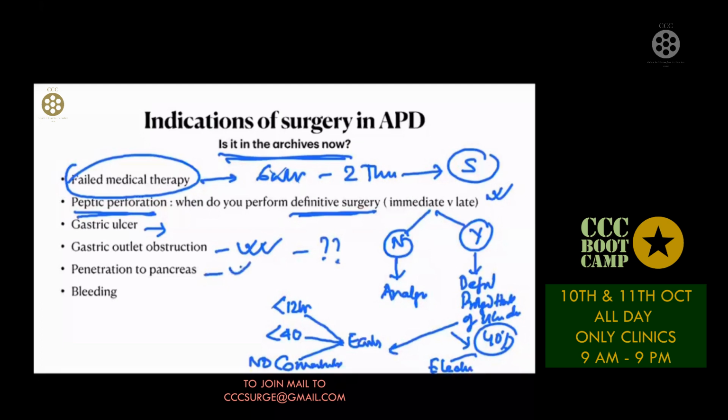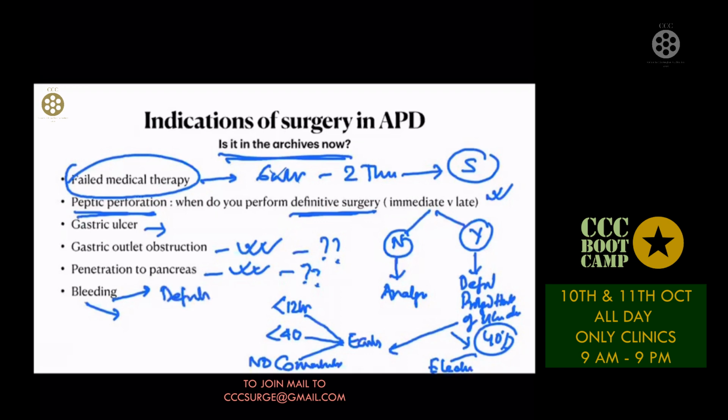Penetration to the pancreas, again you need a surgery in most of them. We are going to discuss what surgery we are going to use. Now bleeding, again it depends. What is the cause of bleeding? Is the cause of bleeding a long-term definitive ulcer which has been bleeding, with multiple episodes and multiple recurrences? Then of course you can think of a definitive procedure. But if the patient comes with, say, an analgesic-induced bleed or some acute bleed, in those circumstances, the question of definitive surgery doesn't exist.